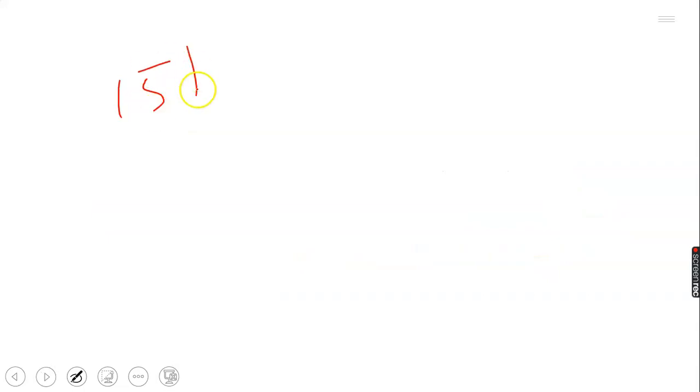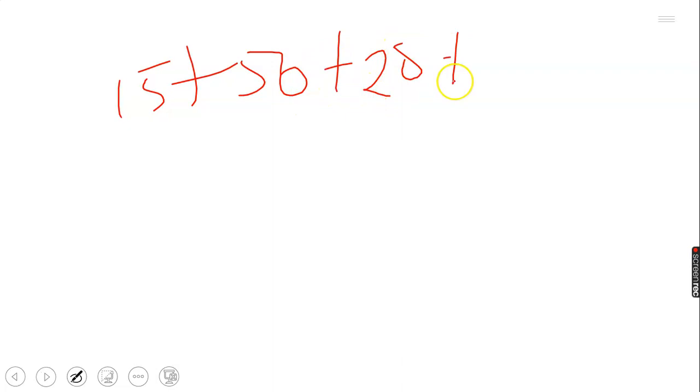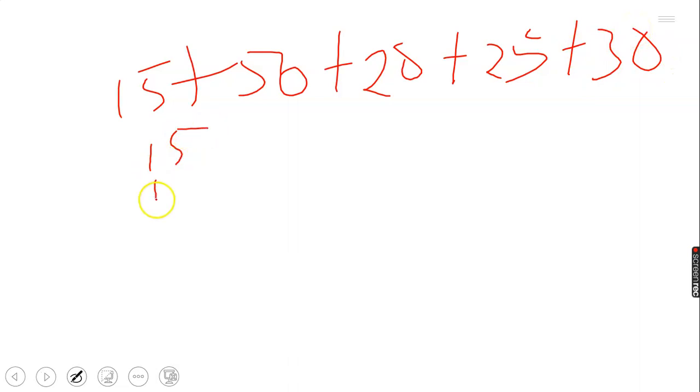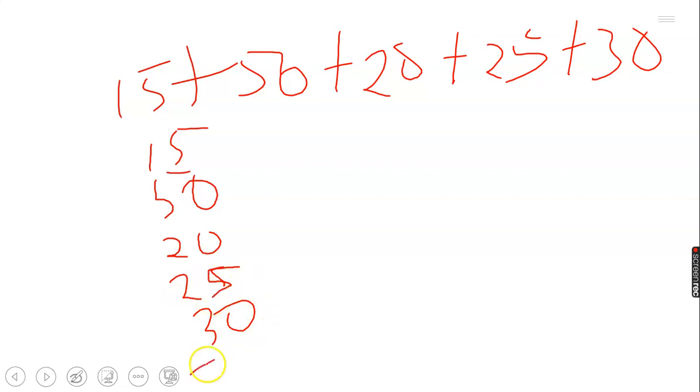15 plus 50 plus 20 plus 25 plus 30. Please quickly add it together. What do we have? 15 plus 50, 20, 25, 30. I want a fast student to quickly give me the answer. Who has gotten the answer?